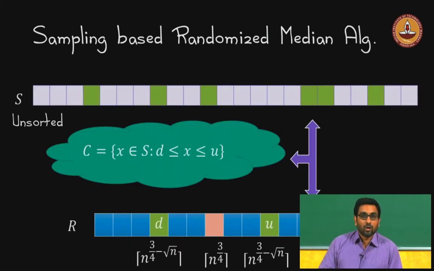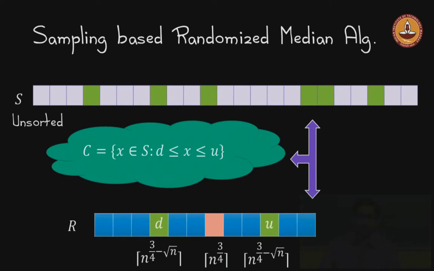And now comes the third object. So, based on these 2 elements D and U, you go back to set S, and you pick out all those elements in S that lie within the range D and U. That is the third object C. So, these 3 objects interplay quite a bit, and how these 3 objects interplay is very important. It is crucial to understanding how to analyze this algorithm.